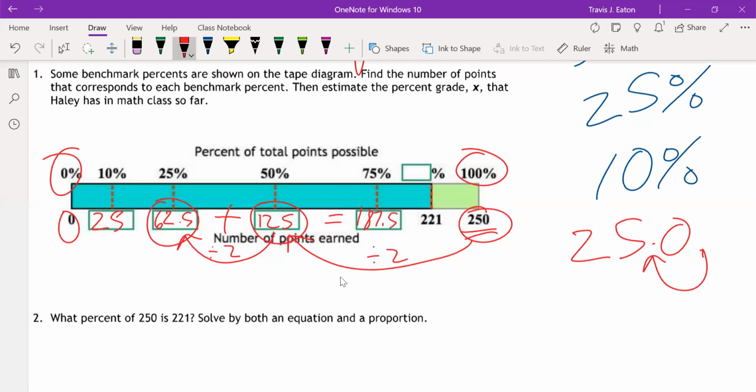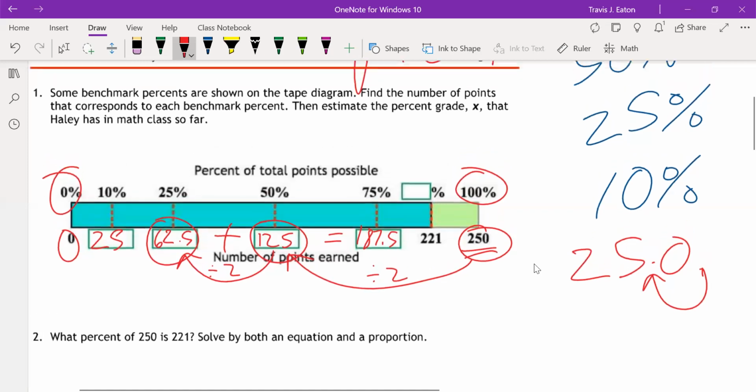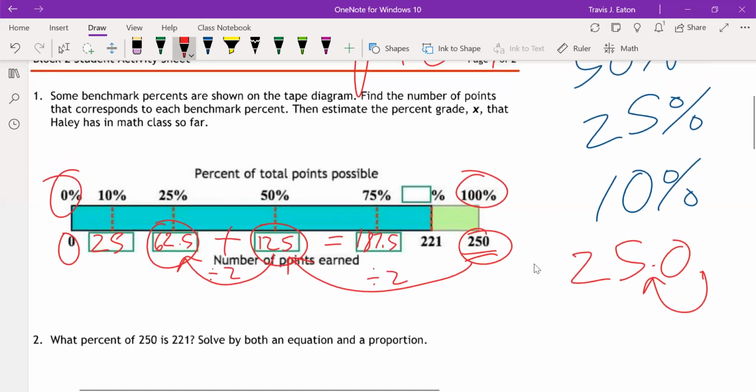All our benchmark percents can be taken care of in 2 ways. Finding the half of the half, adding that half of the half to the half to find 75%. And then to find 10%, it's easy. You just move the decimal place one spot.